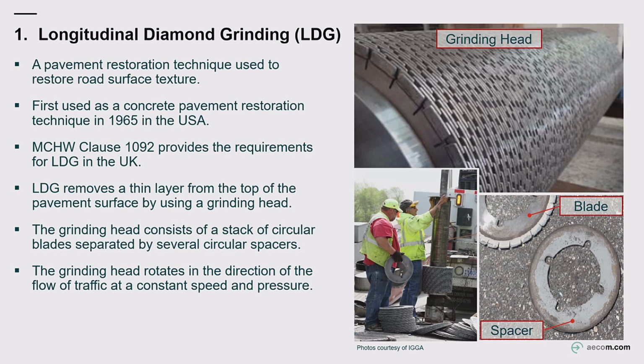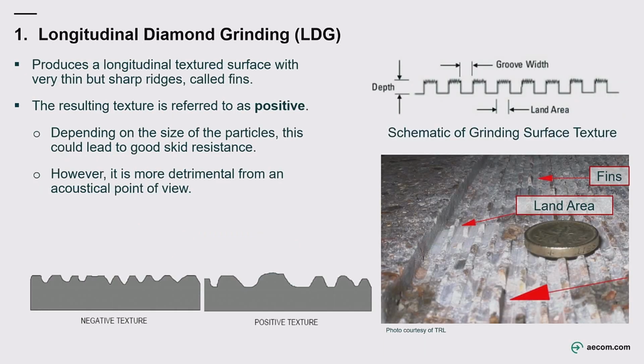We have MCHW 1092, which provides the requirement for LDG in the UK, and it was first used in 1965 in the US. So how does it work? It provides what we call a positive texture, and as you can see here, I tried to look into available research on how we can define positive texture and negative texture. The only definition I could find was from Nick Tom from the University of Nottingham, who unfortunately is not here today, and I have not memorized his definition.